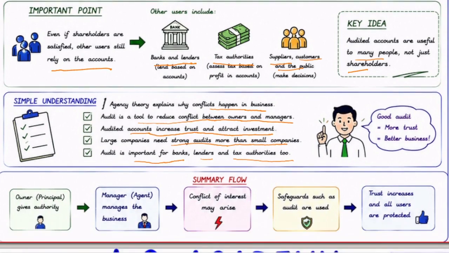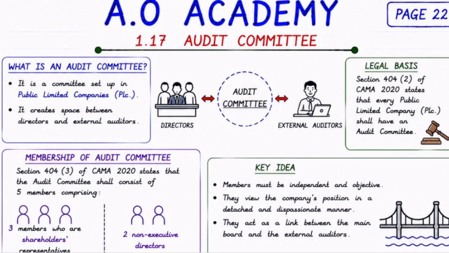What is the flow now? Owner gives authority, that's the principal. Agent, manager, manages the business. There's conflict of interest which may arise, but there is a safeguard such as audited accounts, and that increases trust, and all users are what? Protected. Now to the last slide, which is the audit committee.